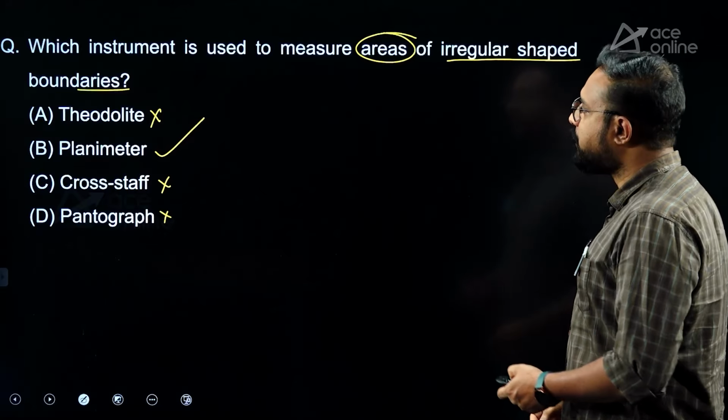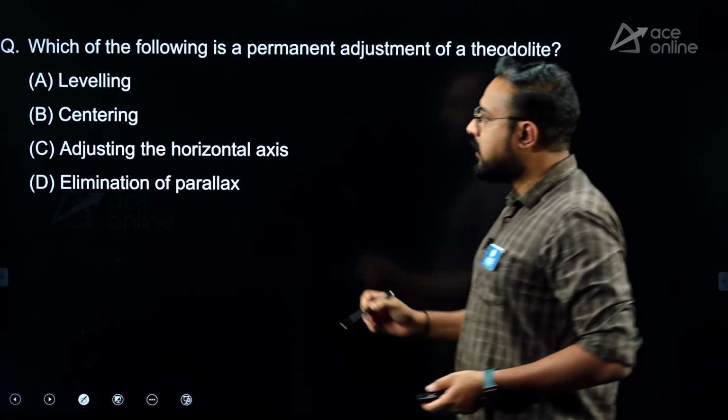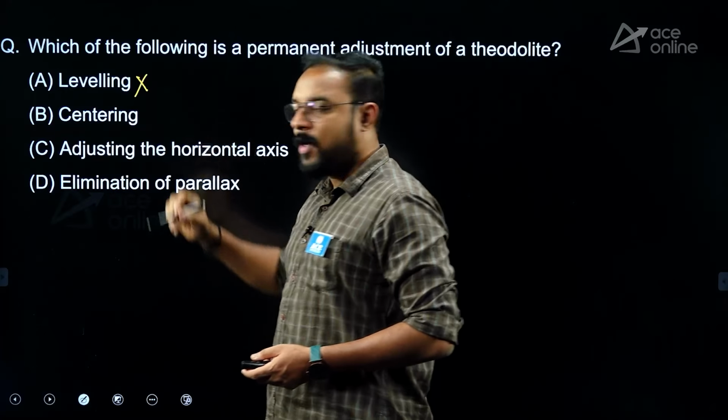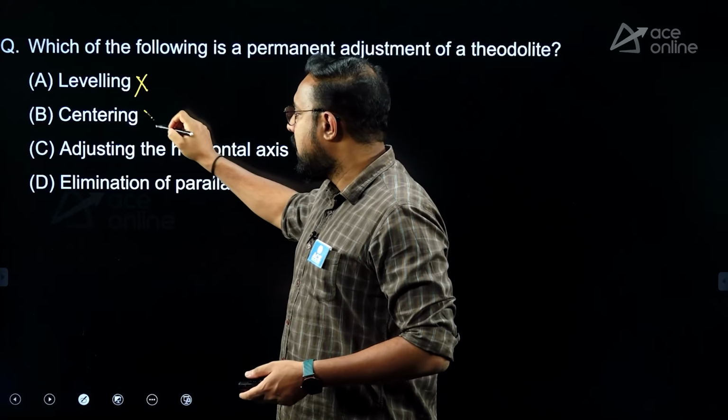Okay, yes. Which of the following is a permanent adjustment of a theodolite? Tell me, guys, is leveling a permanent adjustment? No, it's a temporary adjustment. At every instrument setup, I have to do it. Do I need to do centering at every instrument setup? Yes, that's again a temporary adjustment. Adjustment of the horizontal axis? Yes, that is a permanent adjustment. Right, elimination of parallax is also a temporary adjustment. Okay, so the only permanent adjustment here is adjusting the horizontal axis, right?